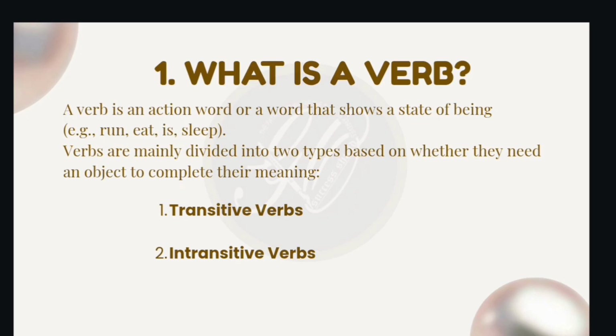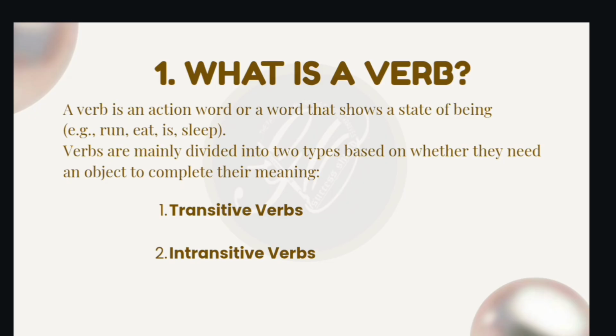Before we start with the topic, let's just have a quick recap of what a verb is. A verb is an action word or a word that shows a state of being. Examples of verbs are run, eat, is, sleep. Here run, eat, sleep are main verbs and the word is is the verb that shows state of being. So now our verbs will get divided into two main types. They are transitive verbs and intransitive verbs.